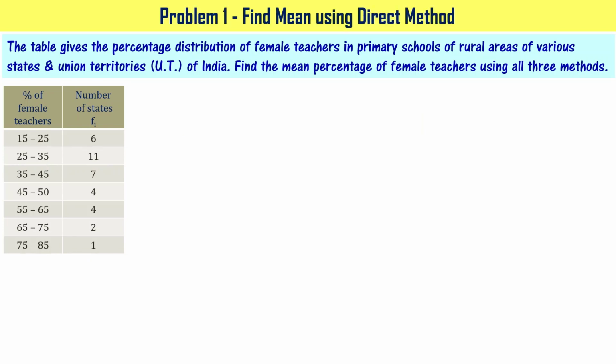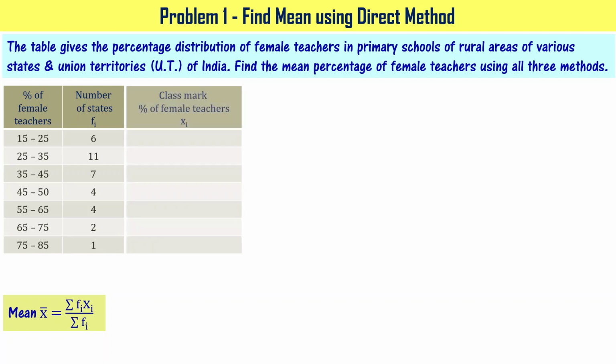We know for the first method, direct method, the formula is mean x bar equal to sigma fi xi divided by sigma fi, right? We have fi here. All we have to have is xi, right? Xi, we said that the class mark xi is going to be the average of the class limits, right? Upper class limit plus lower class limit divided by 2. That's what we have done earlier, right? Let's do that now. This is going to be 15 plus 25 divided by 2, right?